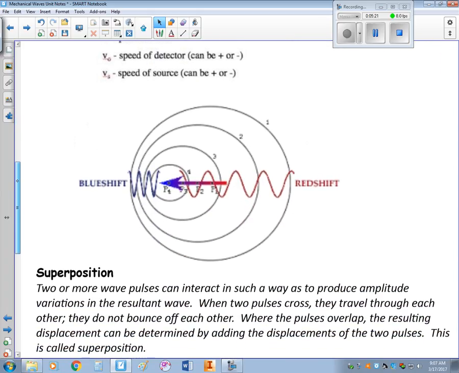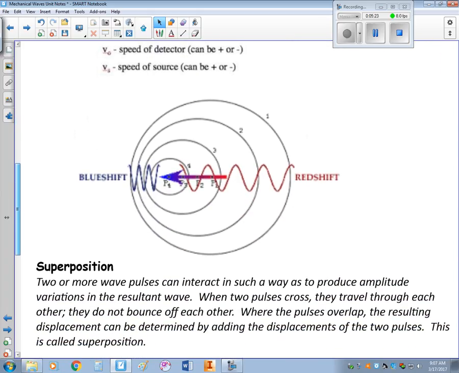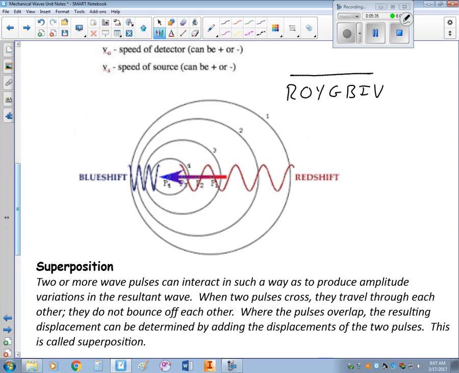We can also apply this to light or an electromagnetic wave. You have probably heard the acronym ROY-G-BIV, you know, the 7 colors of the rainbow. This also gives us the order of light in terms of increasing frequency.